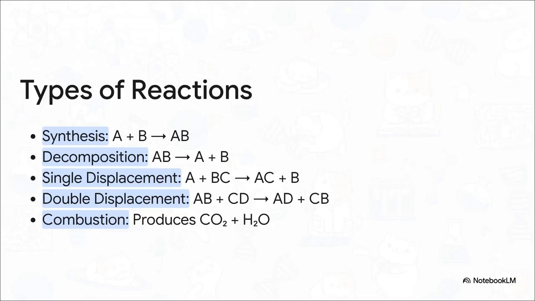Chemical reactions are really just atoms rearranging themselves into new things. We can group them into a few main types. For instance, a synthesis reaction combines things, like A plus B makes AB. A decomposition reaction is the total opposite. It breaks AB back down into A and B. There are others, but these two really show that basic idea of building things up and breaking them down.